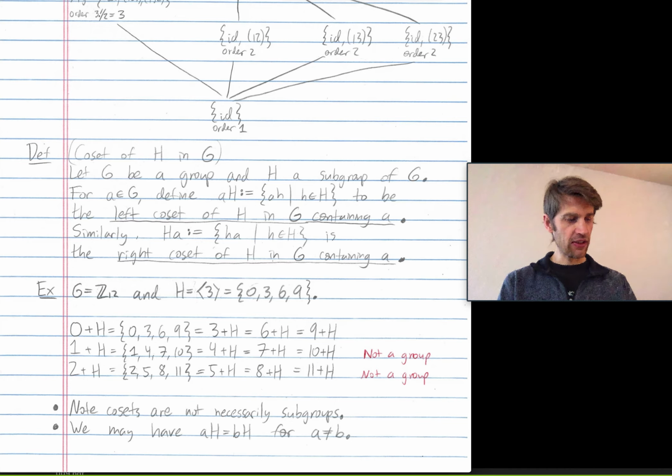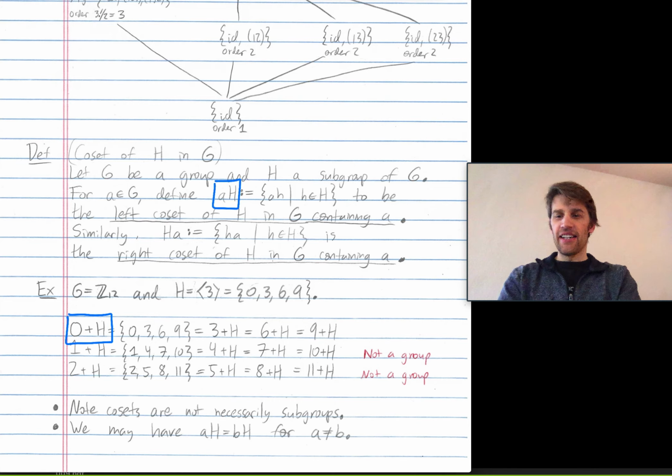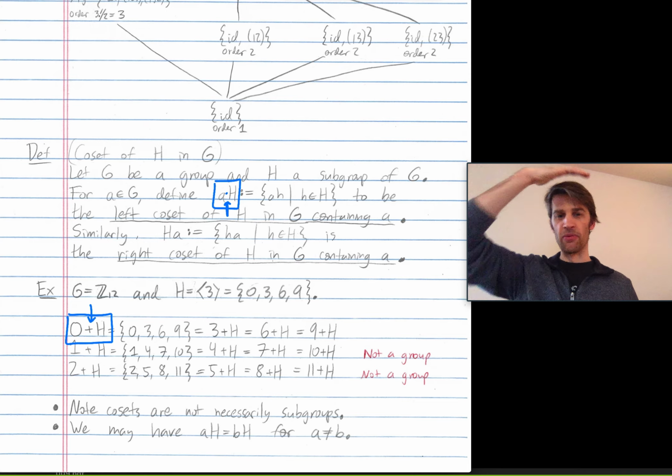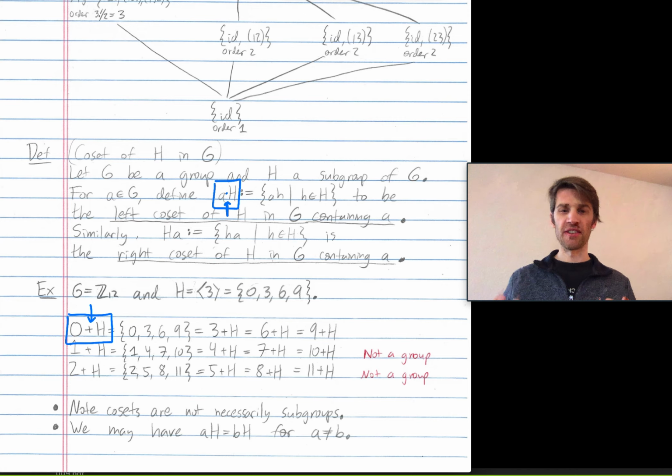Here, 0 plus H, that is a left coset, AH. Here, A happens to be 0, and I've written that plus because in Z mod 12, our operation is addition. Maybe you could think of there being a secret multiplication sign between this A and the H. But in this group, it's additive. So we don't write A multiplied by the subgroup H. We write 0 plus the subgroup H.